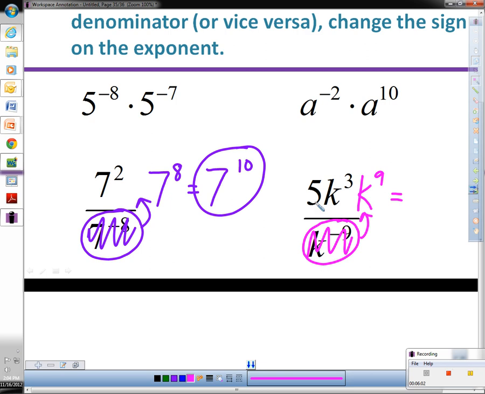There are no numbers to multiply the 5 by, so we leave it a 5. I have two different k terms that I'm multiplying together. So I leave the base k, and I add 3 plus 9, and I get an exponent of 12. 5k to the 12th power.